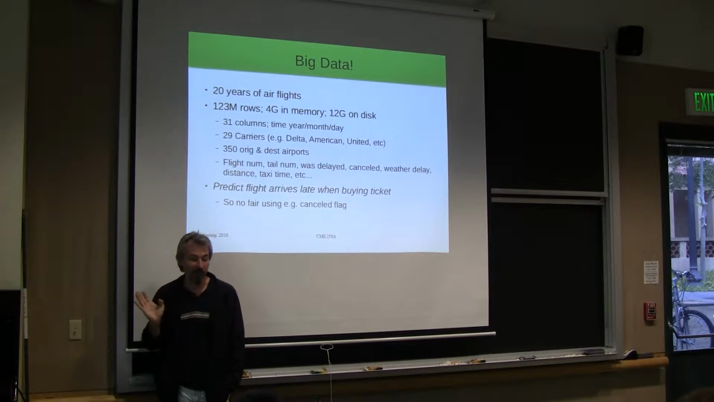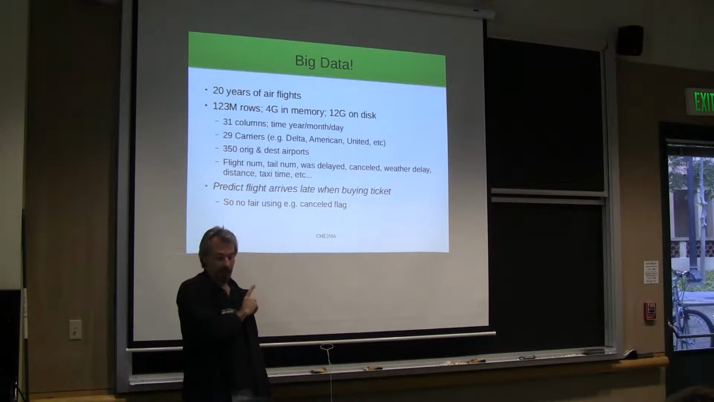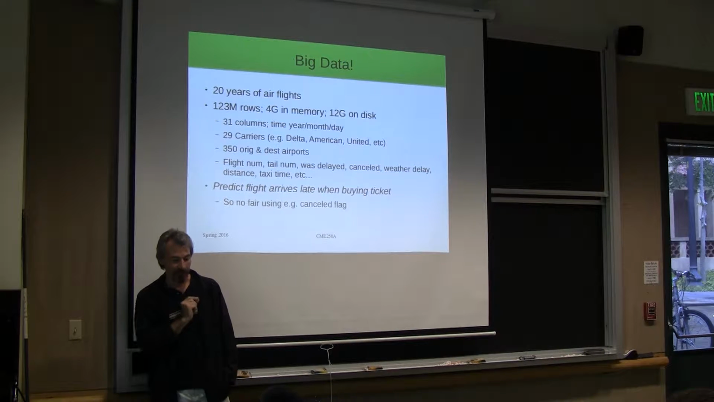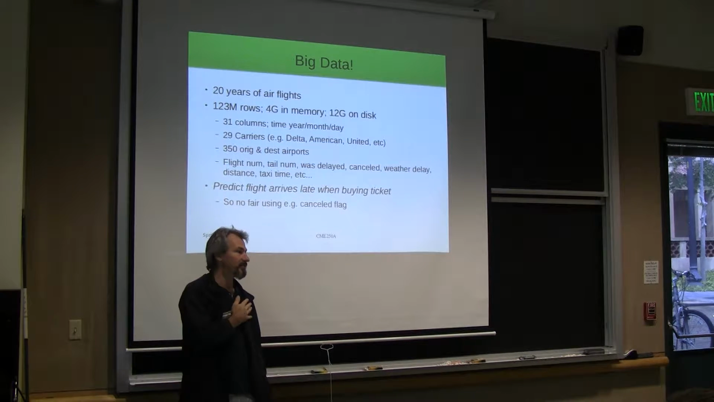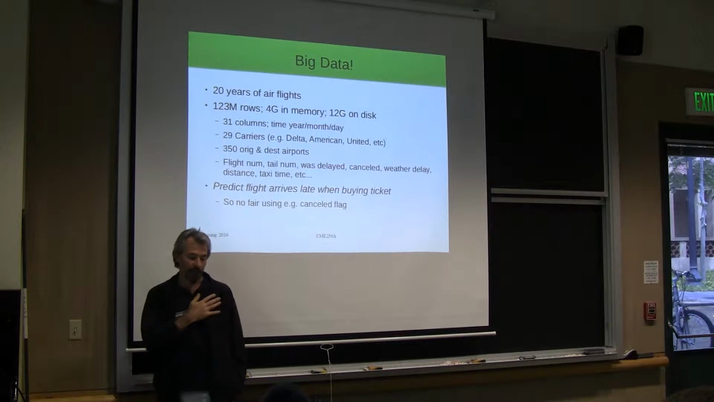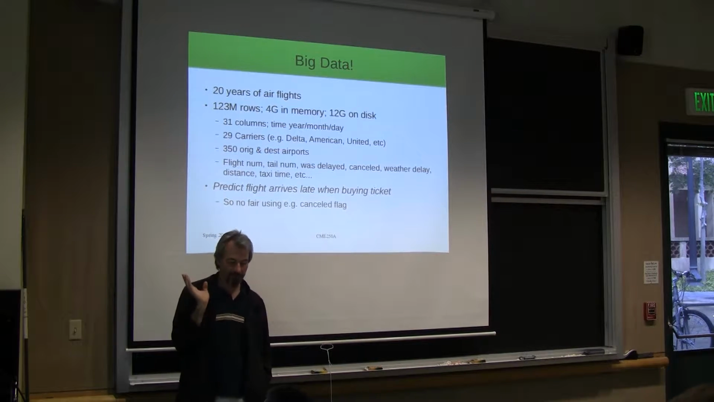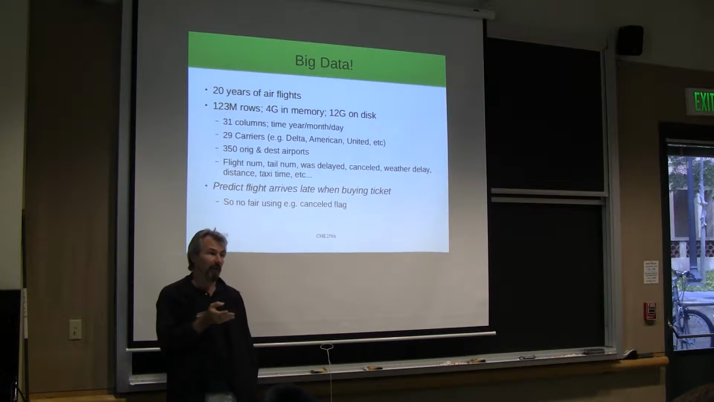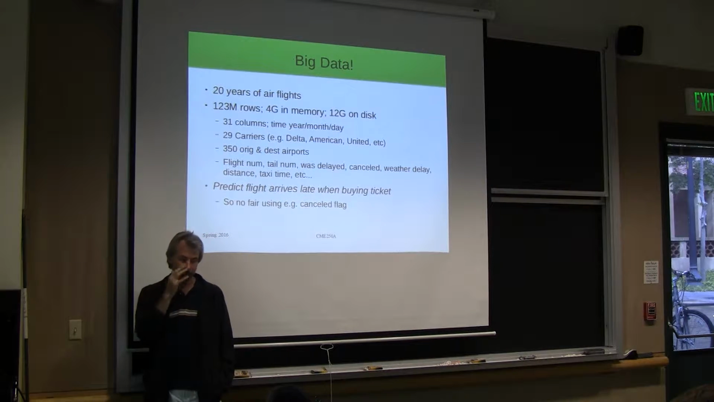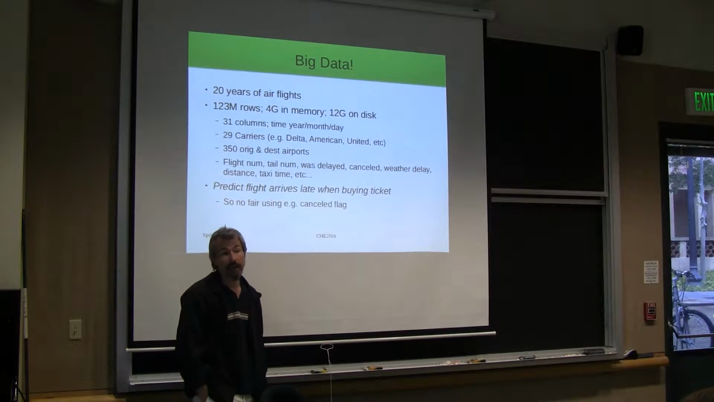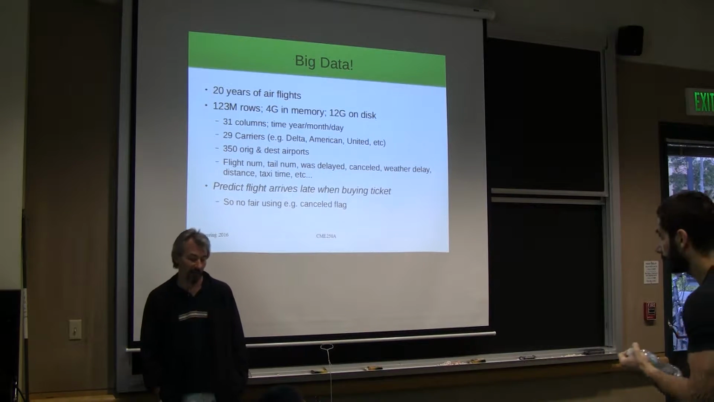But today I'm going to look at a 12 gigabyte file, 12 gigs on disk, 123 million rows. So now this is getting big enough to become sort of obnoxiously big. This is all the air flights for the last 20 years. And there are like 31 columns in there, including 29 different carriers. There's 350 different origin and destination airports, flight numbers, tail numbers, a bunch of stuff on was the flight delayed and what was the reason for it being delayed.